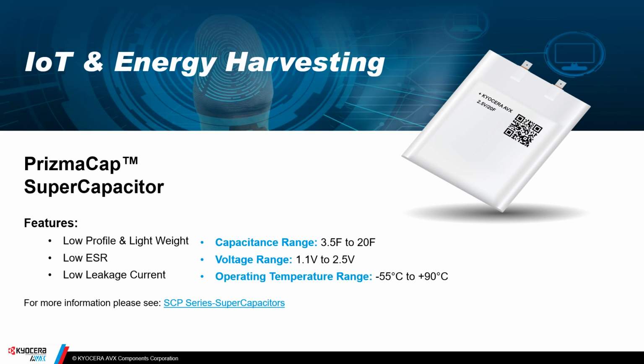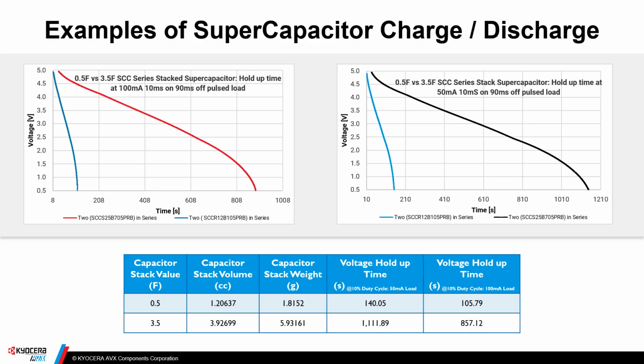The SCP parts, the PC material system, well, those range from 3.5 to 20 volts. Depending upon the temperature range, will be at an applied 1.1 to 2.5 volts. The temperature range looks great, negative 55 to 90 degrees C. These are ultralight, like we said, less than 2 grams, low profile, low ESR, and a great leakage.